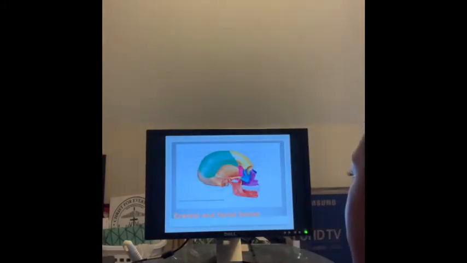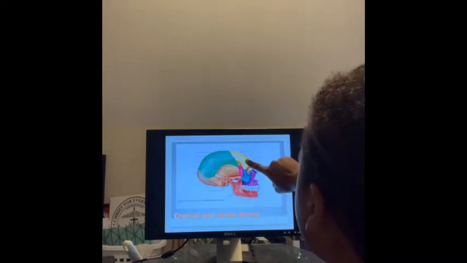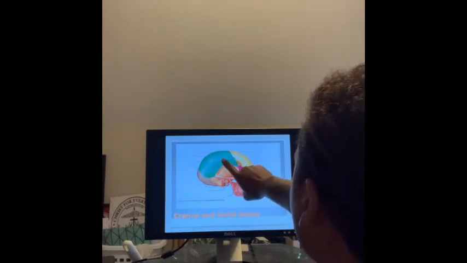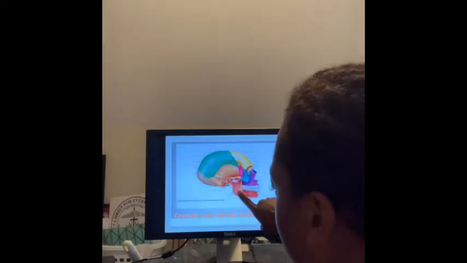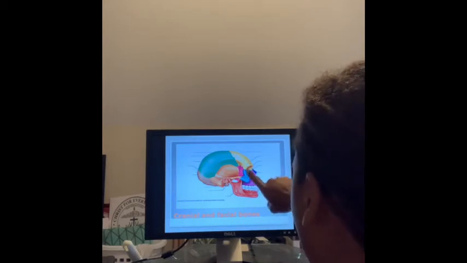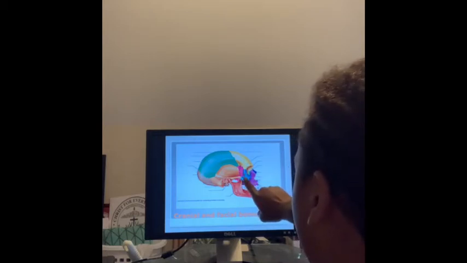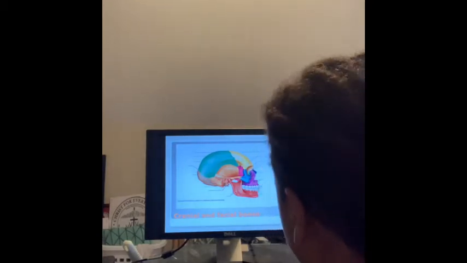Today I'm going to start off with the cranial and facial bones. Right here is the frontal, this is the parietal, this is the occipital, and this is the temporal. You have the mandible and the maxilla, you have the vomer, you have the sphenoid, the zygomatic, the ethmoid, the lacrimal, and inside here you have the inferior nasal concha and the nasal bone.